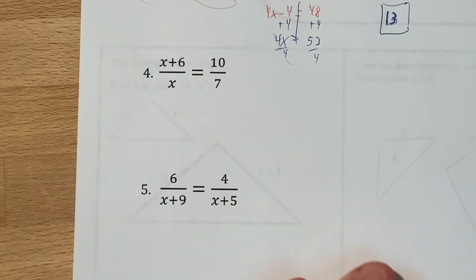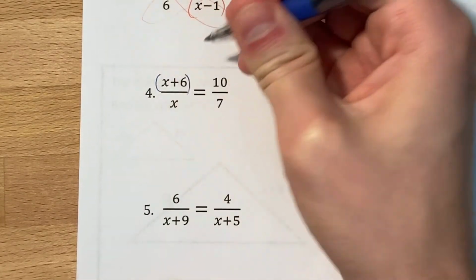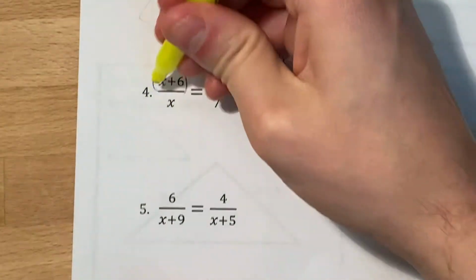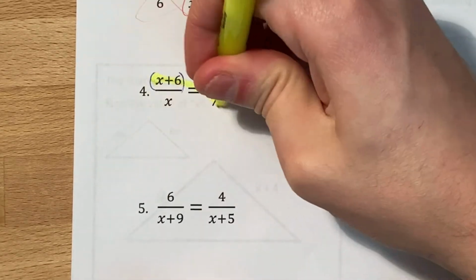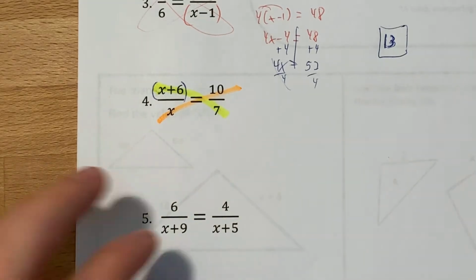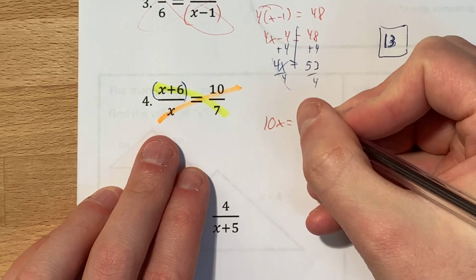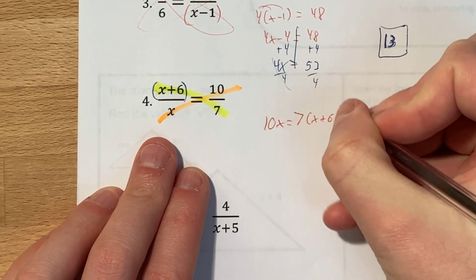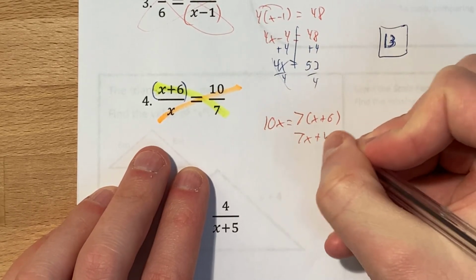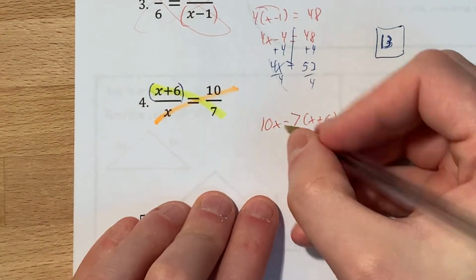The difference with numbers 4 and 5 is that it has more than one x. The algebra is going to be a little different, but the process is still the same. You still need to put all these things in parentheses. You're still going to cross multiply. To get 10x equals, and then once again with the parentheses there. After, excuse me, after distributing.